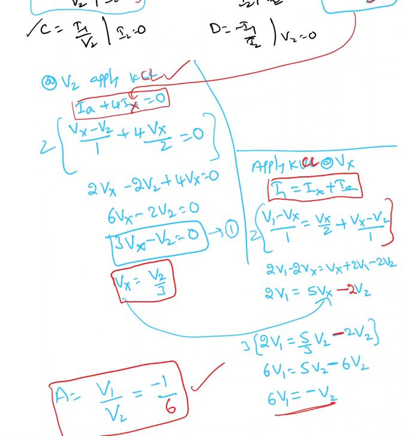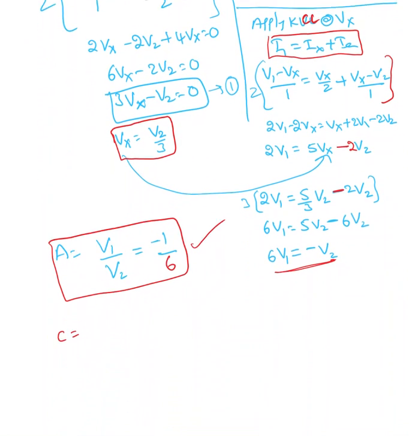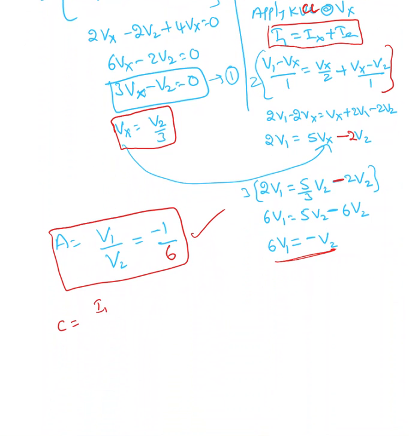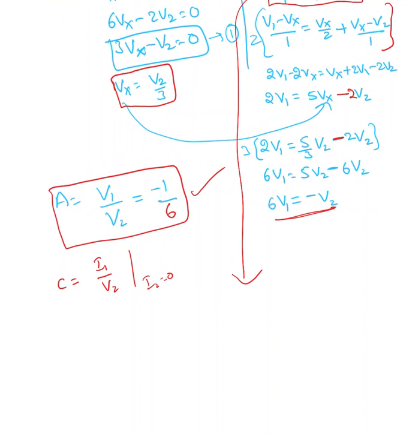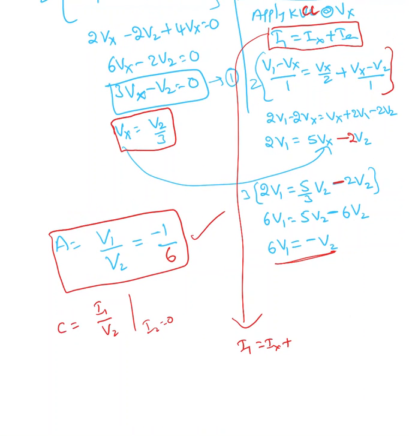Now to find C, according to the given equation, C equal to I1 over V2 when I2 equal to 0. So all I need to do is find the relation between V2 and I1. So from the KCL at Vx, I'm going to use this equation, KCL at Vx. I have I1 equal to Ix plus Ia.